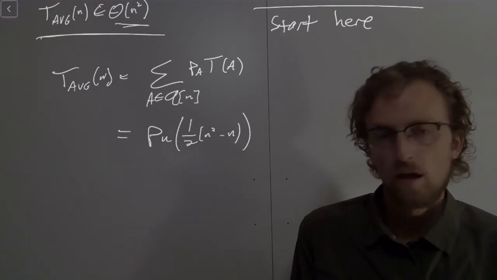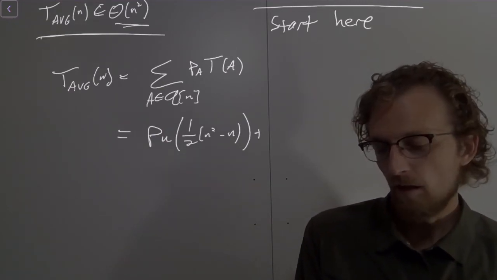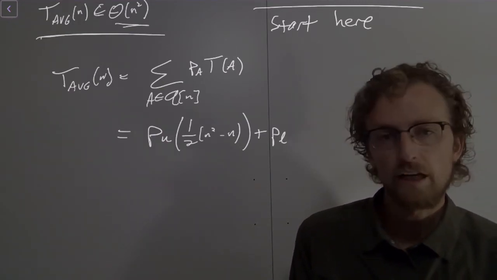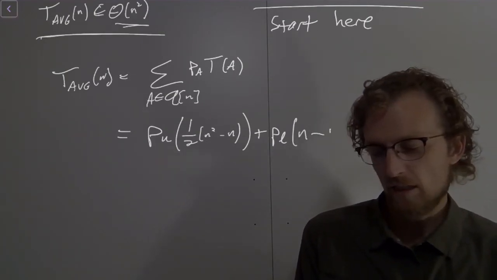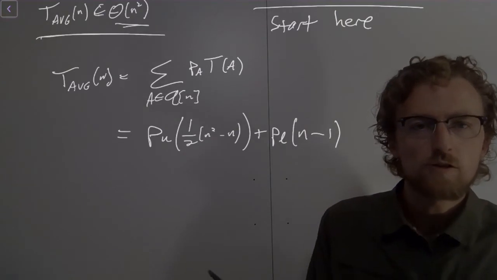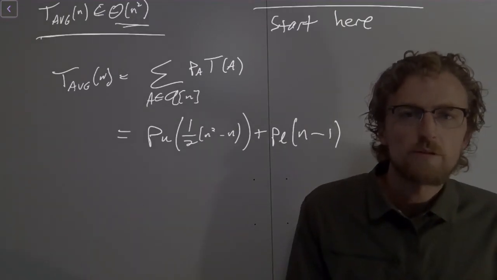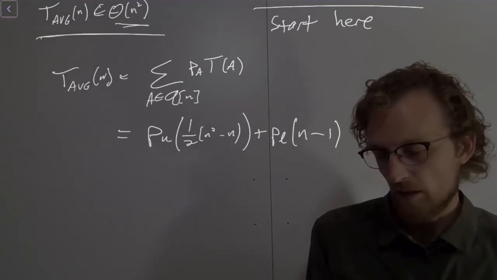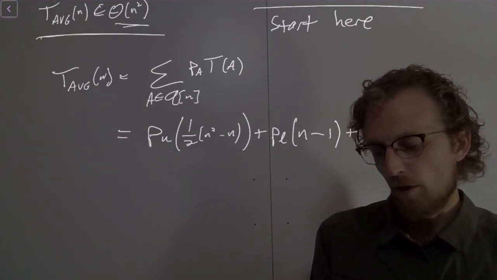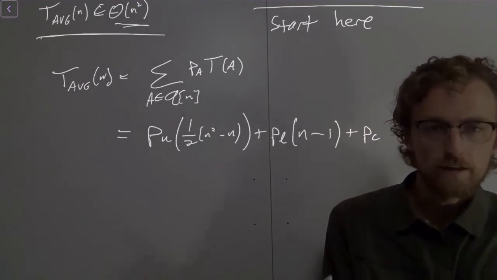Now with probability PL, I get a linear running time, and I'll just say that's n minus 1. I'll just assume that my linear running time is n minus 1. I can modify that assumption later if I want to, but for now let's just stick with that. And then I know that with probability PC, I get a constant running time.